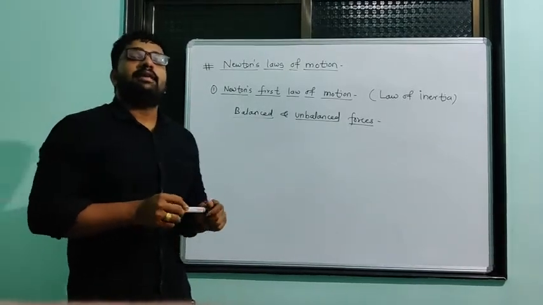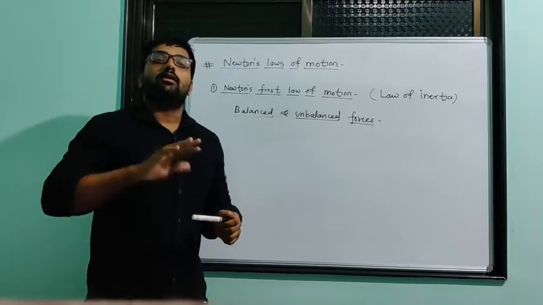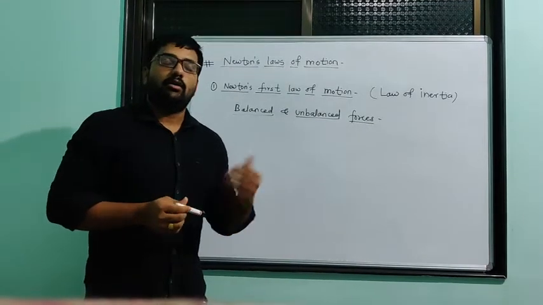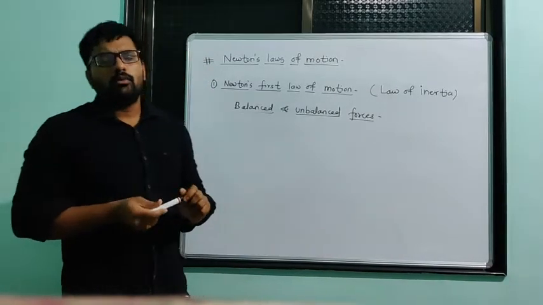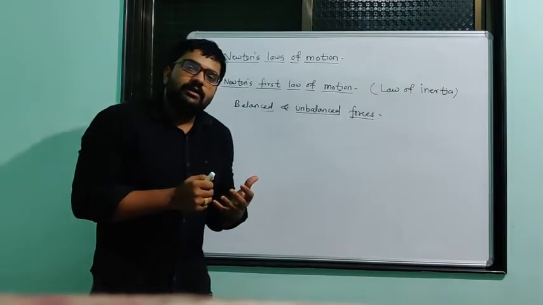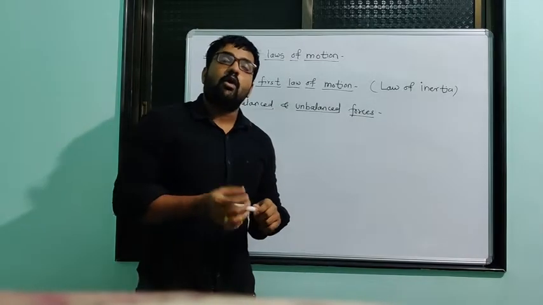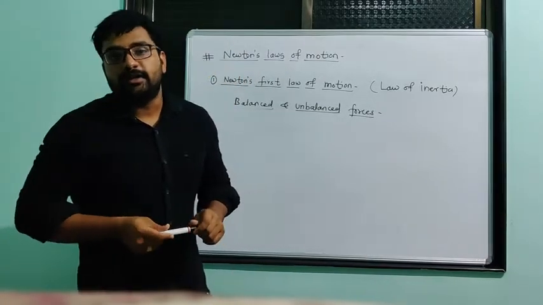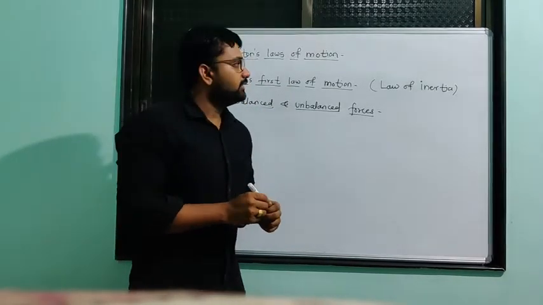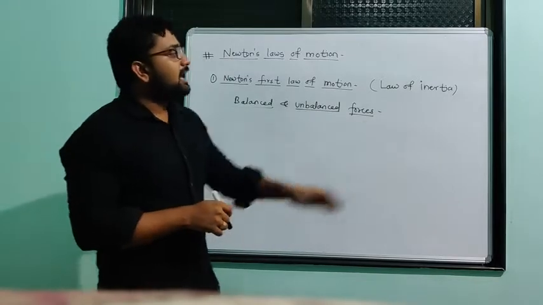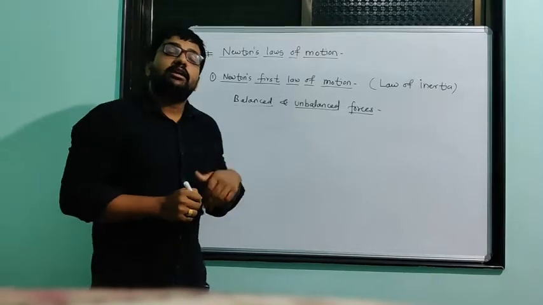If the branches of a tree are shaken, the fruits fall downward to the earth. From this, we understood what we already studied in 8th standard: the inertia of an object. Newton's first law of motion is related to, or describes, the inertia of an object. We have already studied inertia.